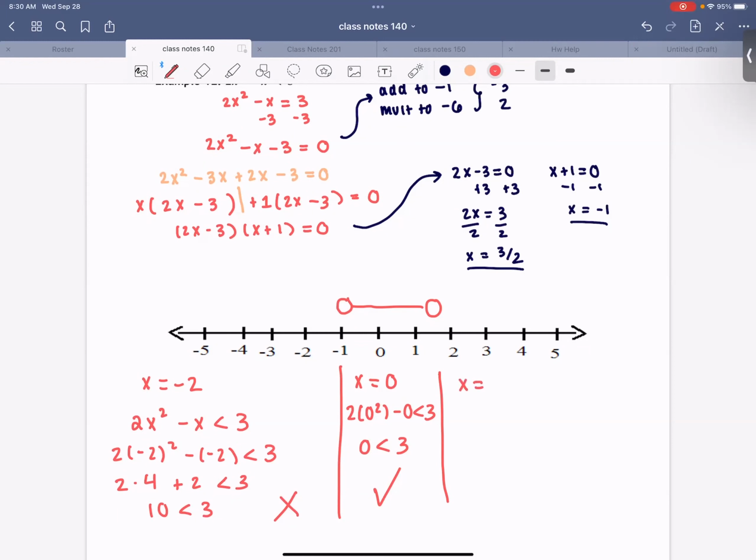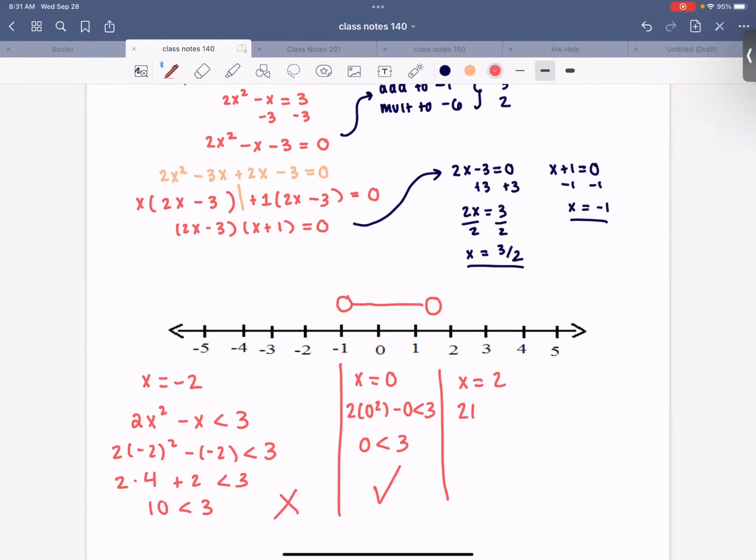Okay, we have x equals, let's plug in 2, right? We can plug in 2, that's bigger than 1.5, right? So we have 2 times 2 squared minus 2 less than 3. I'll save you the algebra. I get 10. 10's not less than 3, so there's no arrow to the right.